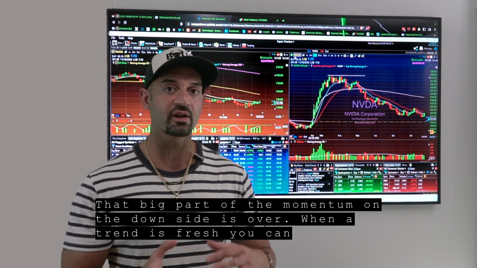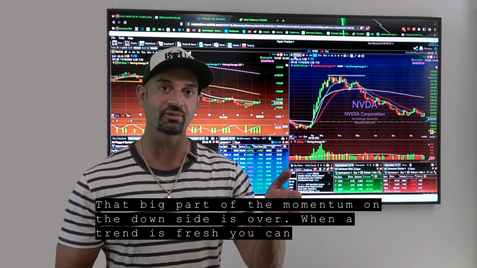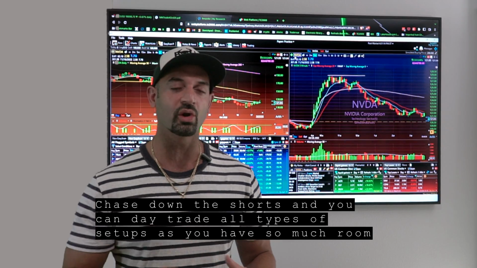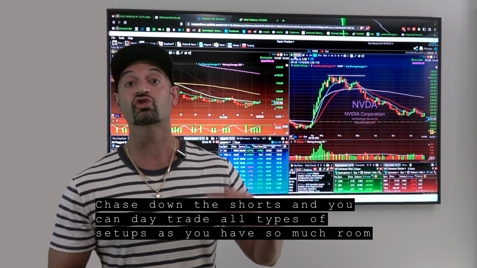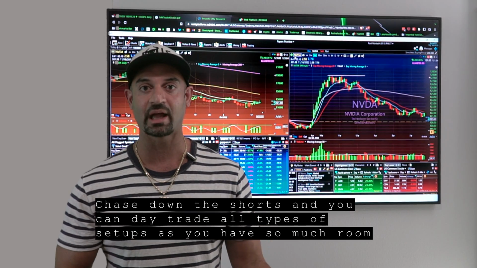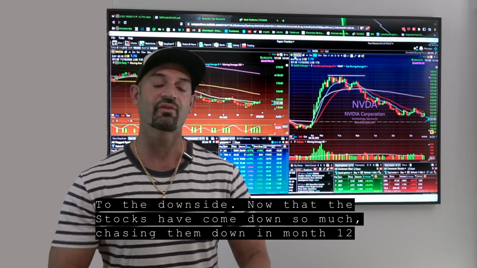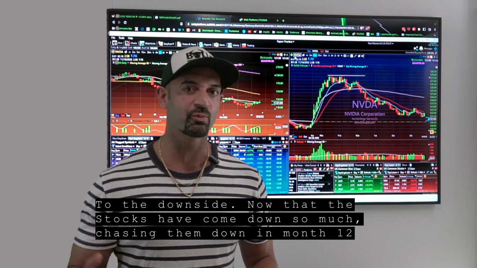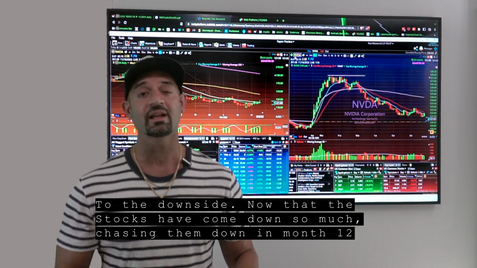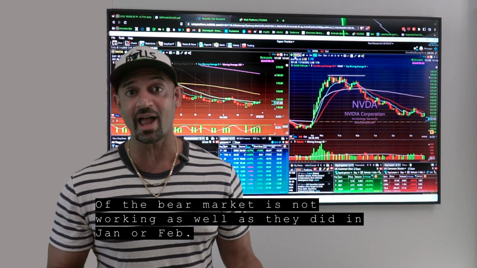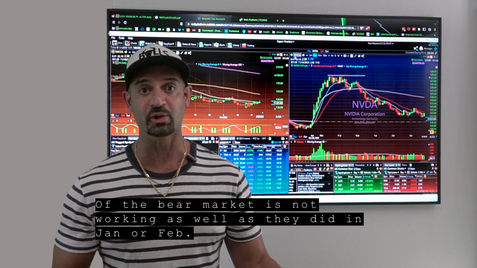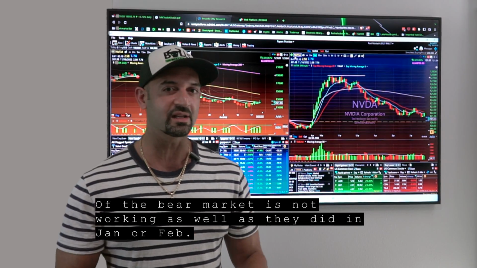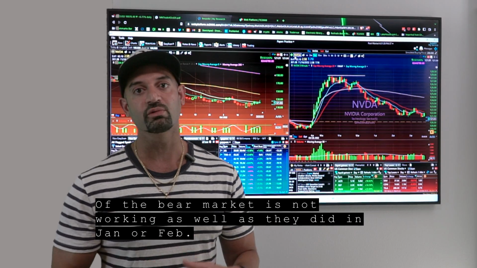So when a trend is fresh, you can chase down the shorts and you can day trade bear flags and all different types of setups as you have so much room to the downside. Now that the stocks have come down so much, chasing them down as you're in really month 12 of the bear market is not working as well as they did in January, February. Those setups still are there, but the probabilities of them working have started to decrease.